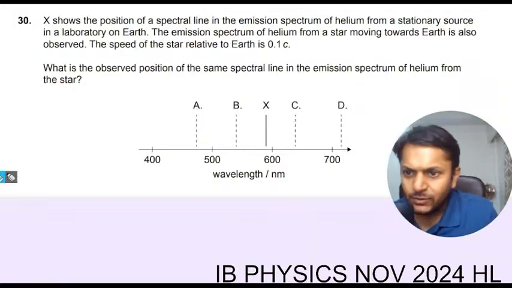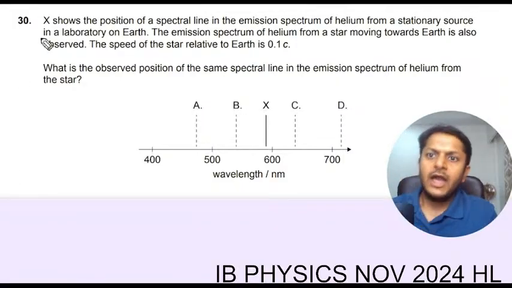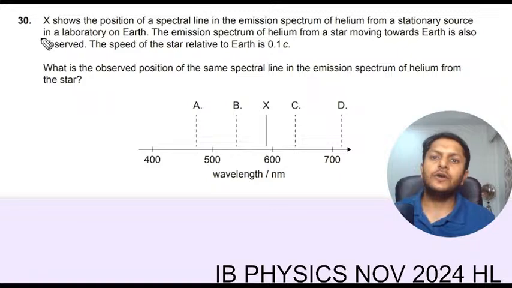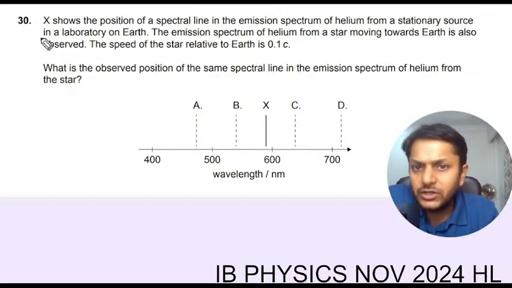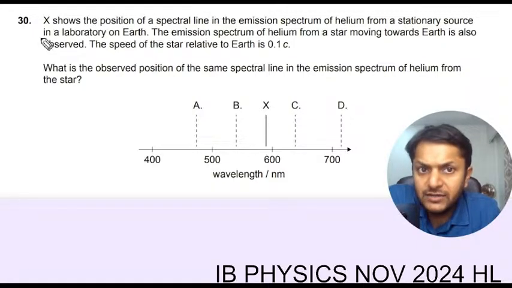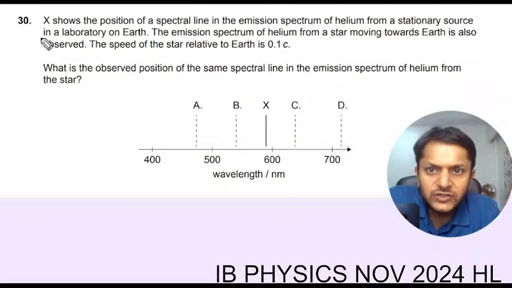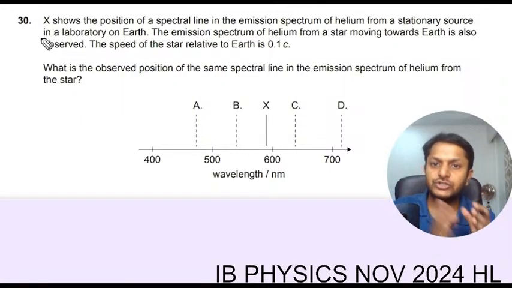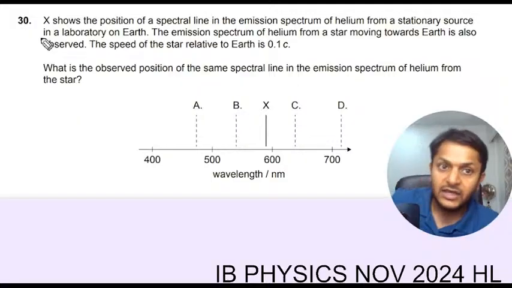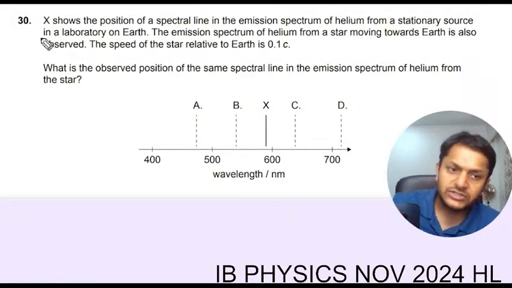Okay, dear student, let's see what is there in this question now. X shows the position of the spectral line in the emission spectrum of helium from a stationary source in a laboratory on Earth. The emission spectrum of helium from a star moving towards the Earth is also observed. The speed of the star relative to the Earth is 0.1 c. What is the observed position of the same spectral line in the emission spectrum of helium from the star?